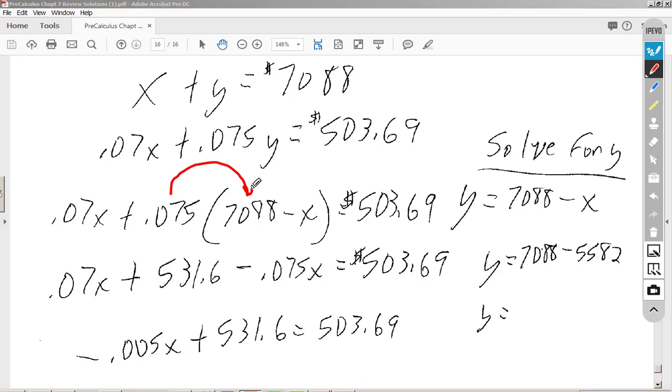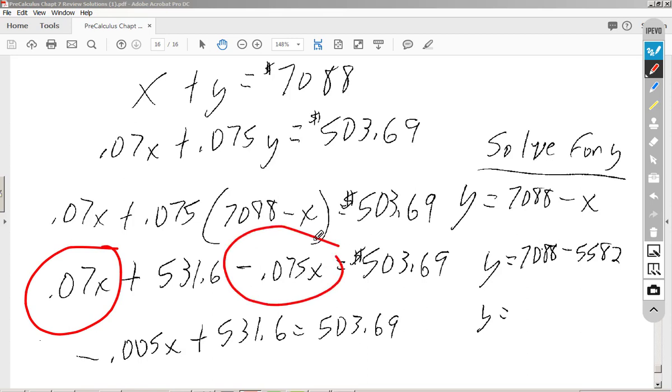So 0.075 times 7,088 is $531.60. And when I multiply 0.075 times negative x, I get negative 0.075x. Combine your like terms. So that's 0.07x minus 0.075x. I combine those together, I get negative 0.005x. And I still have my $531.60. And that still equals my 503.69.